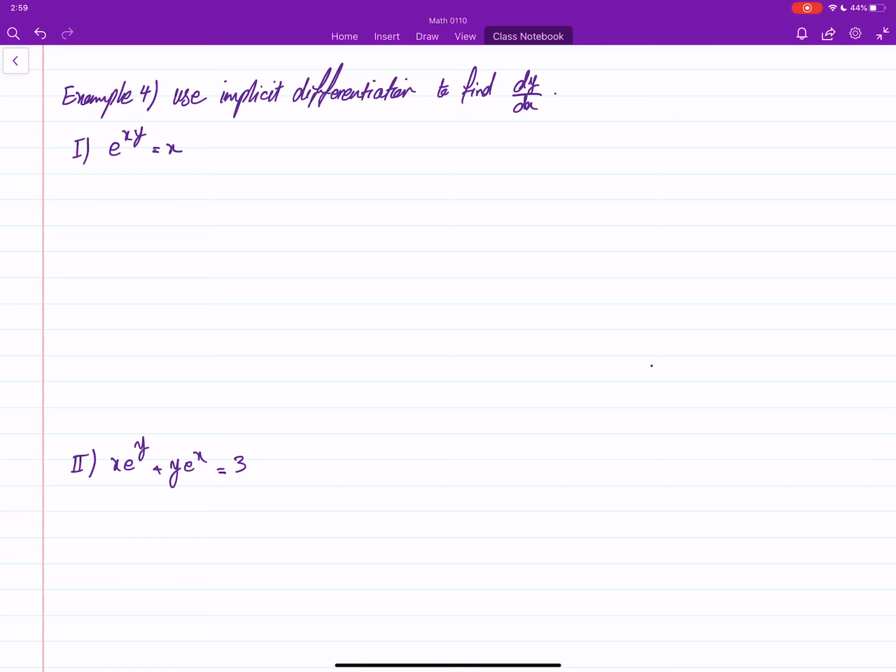In implicit differentiation, we can have equations which have the exponential, the natural exponential function, but always the rule is the same. You start differentiating the equation, both sides of the equation. So here we have e to the power something. We have to find the derivative of that something times e to the power same thing, and derivative of x with respect to x is 1.